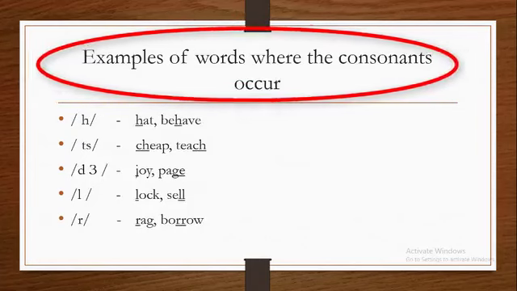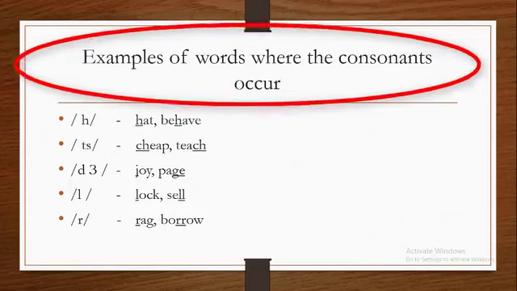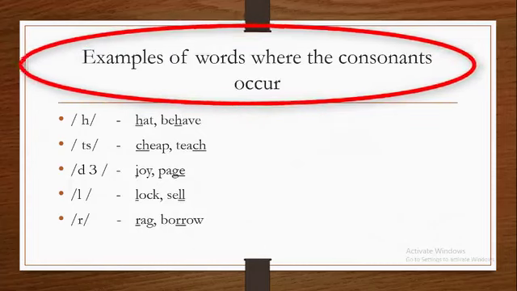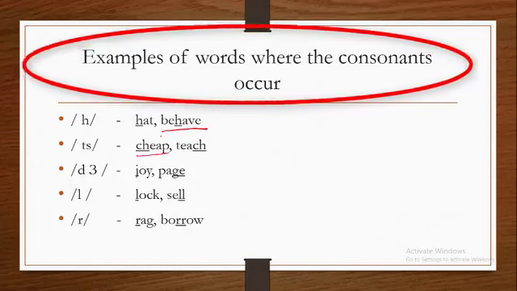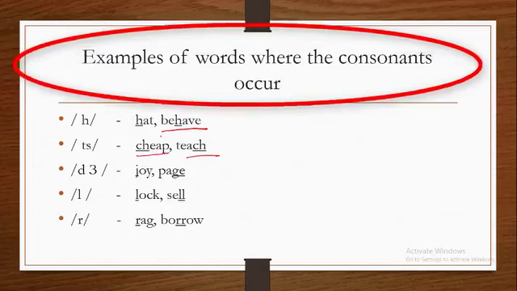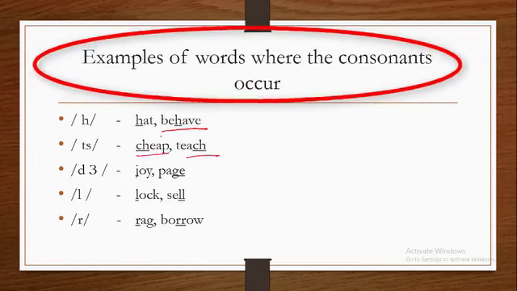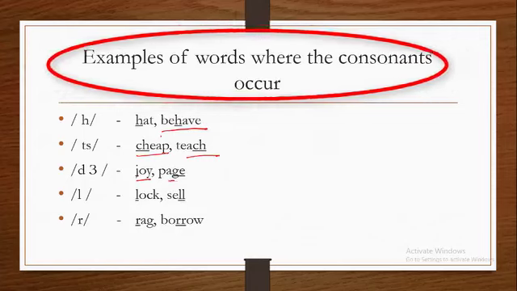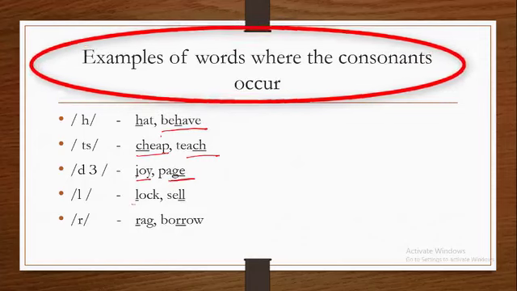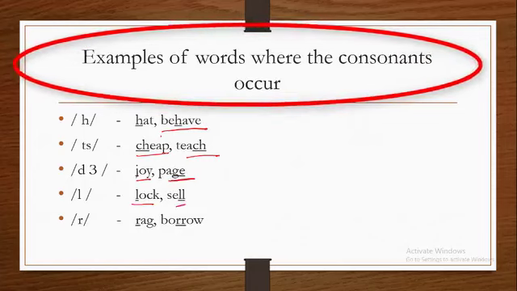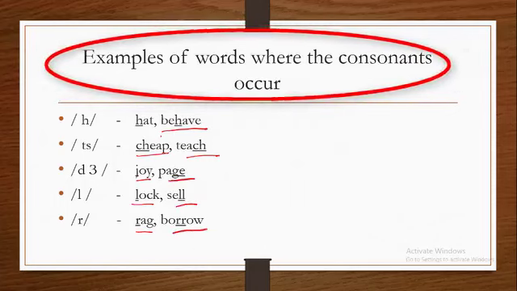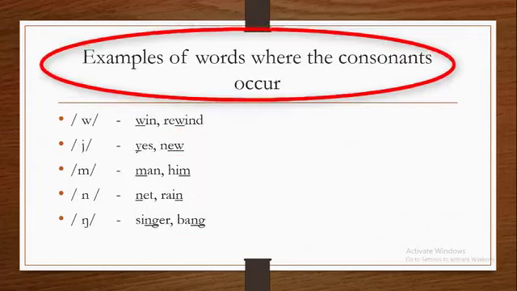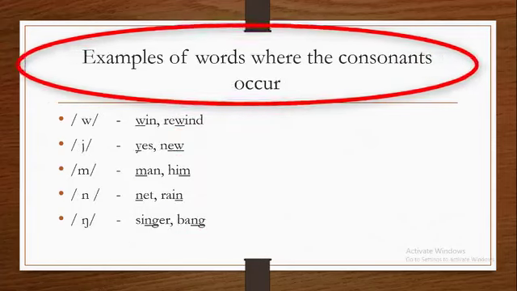We have heart, we have behave. Now, behave here is middle position, that is in the middle. Okay, we have cheap, initial. We have teach, final position. We have joy, initial position. Page, final position. Luck, initial position. Sell, final position. Rag, initial position. Borrow, medial position. We have win, initial position.